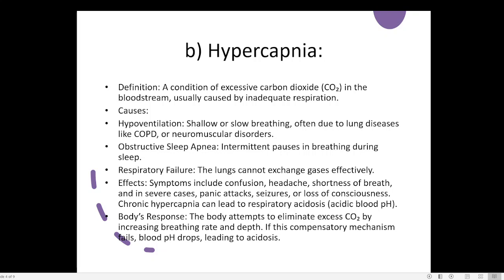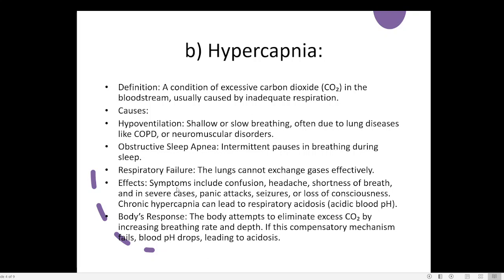Then respiratory failure: the lungs cannot exchange gas effectively. Normally the lungs and blood are exchanging carbon dioxide and oxygen. If something is damaging the alveolar region, or if excess fluid is there, there will not be any proper exchange of oxygen and carbon dioxide. Now let's see what the effects of hypercapnia are. As I told you, hypercapnia means increased carbon dioxide content, mostly due to inadequate respiration.